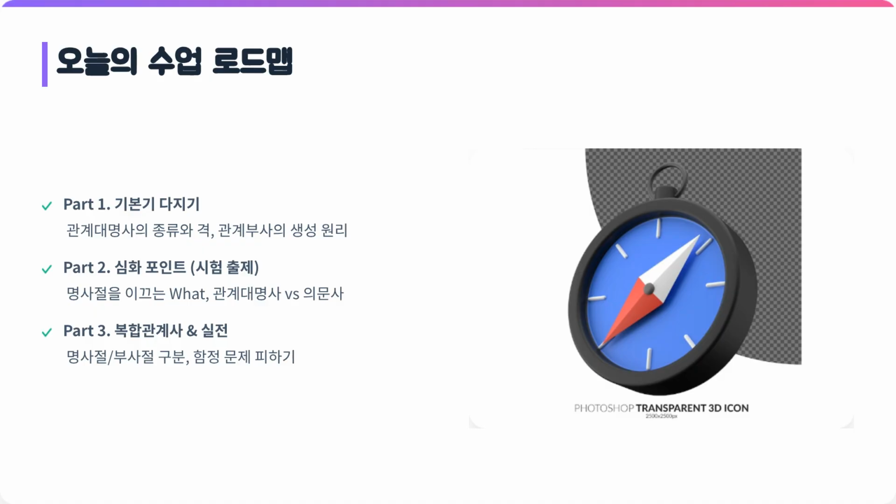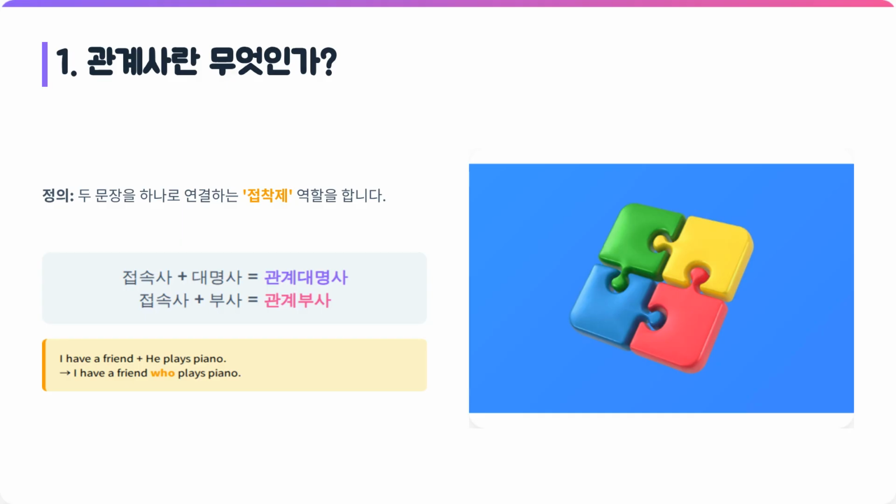Our roadmap for this video is divided into 3 parts. First, we will build the foundation by examining the types and cases of relative pronouns and the creation principles of relative adverbs. Second, we will dive into advanced points frequently tested in exams, such as what, leading noun clauses, and the distinction between relative pronouns and interrogatives. Finally, we will cover compound relative pronouns and practical applications, including differentiating between noun and adverb clauses and avoiding trap questions.